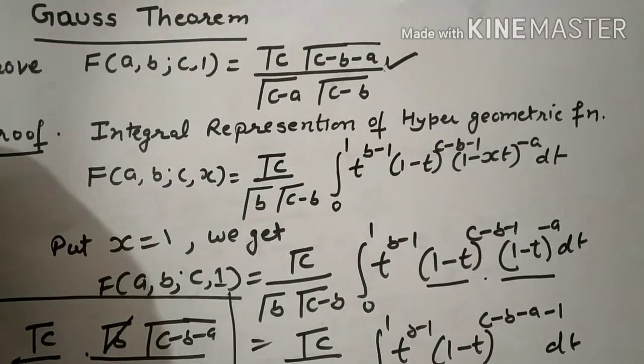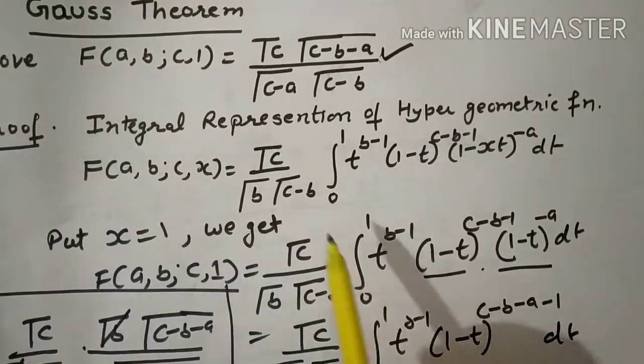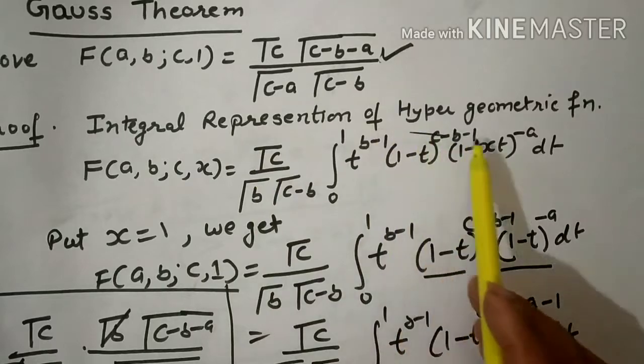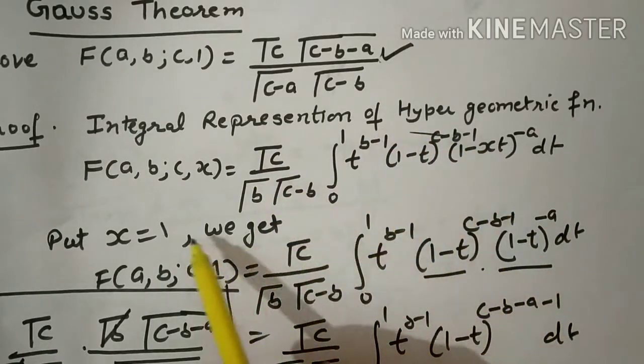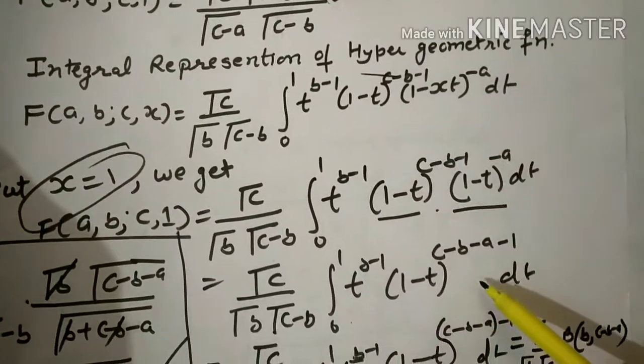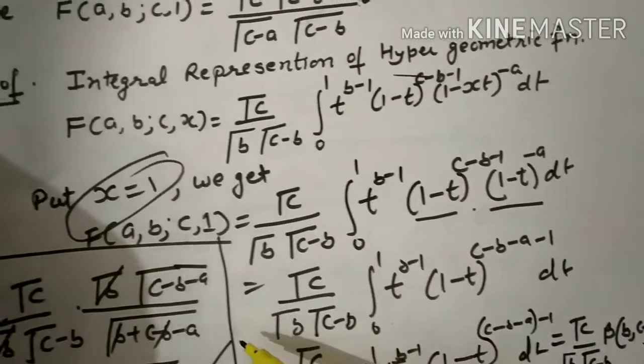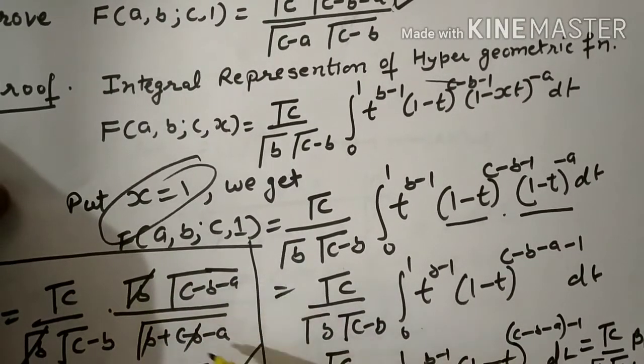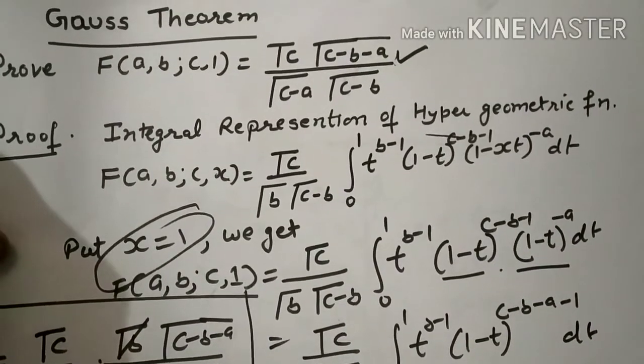So this is Gauss theorem, where we use the integral representation of hypergeometric function, put x equal to 1 and simplify this, it becomes the beta function, and beta can be converted in terms of the gamma function, so that will give us the required result.